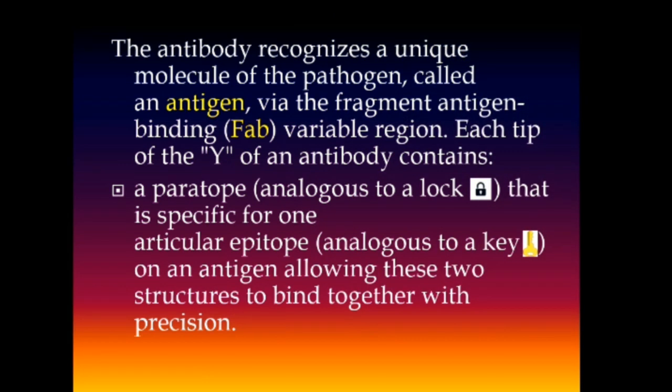The antibody recognizes a unique molecule of the pathogen called an antigen via the fragment antigen binding (Fab) variable region. Each tip of the Y of an antibody contains a paratope, analogous to a lock, that is specific for one particular epitope, analogous to a key, on an antigen, allowing these two structures to bind together with precision.